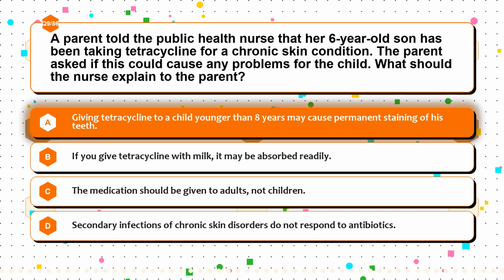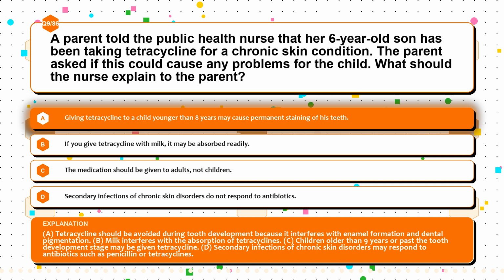The correct answer is option A. Giving tetracycline to a child younger than 8 years may cause permanent staining of his teeth. A. Tetracycline should be avoided during tooth development because it interferes with enamel formation and dental pigmentation. B. Milk interferes with the absorption of tetracyclines. C. Children older than 9 years or past the tooth development stage may be given tetracycline. D. Secondary infections of chronic skin disorders may respond to antibiotics such as penicillin or tetracyclines.